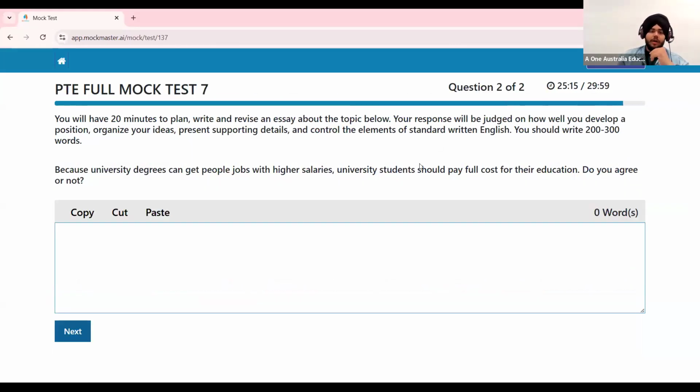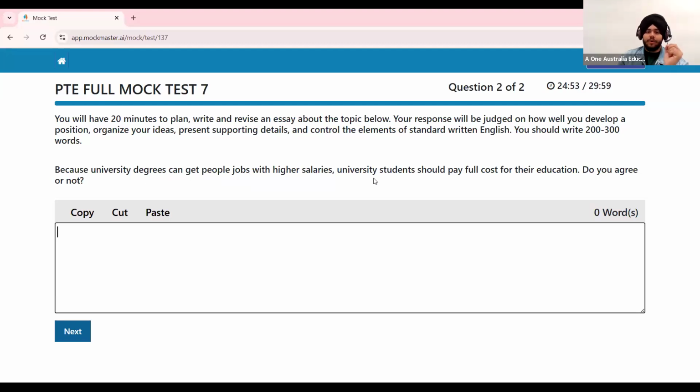Okay. Now comes the essay. Guys, there are lots of templates in the market. You can use any of them. The main thing is you need to write something related to the topic, and you need to make sure whatever you write is making sense. Okay. So what we can do here is, because university degrees can get people jobs with high salaries, university students should pay full cost for their education.